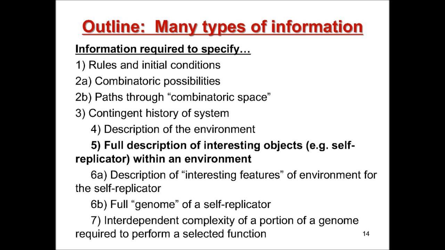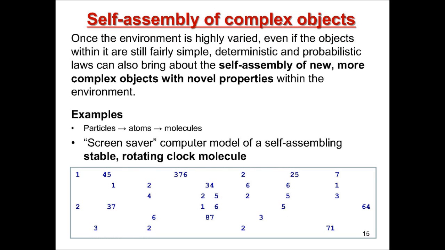So now, how do we then produce more complicated things in that environment? Once an environment is highly varied, like, say, the early prebiotic Earth, even if objects within it are fairly simple, deterministic and probabilistic laws, these contingent historical events, can sometimes, under some conditions, self-assemble new, more complex objects with novel properties. Particles combining to form atoms, combining to form molecules is one you're familiar with.